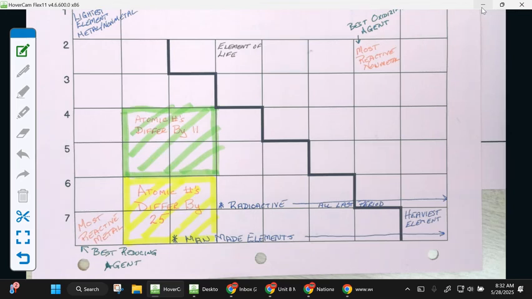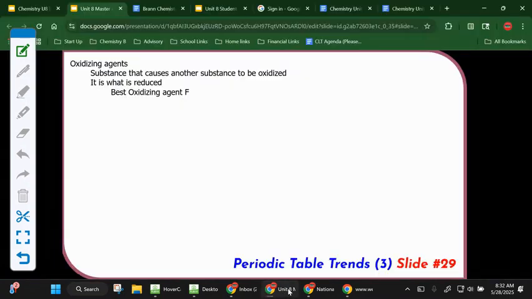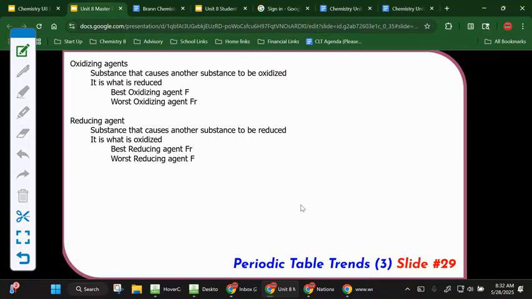Okay? Questions? And I did put in there that the worst reducing agent would be fluorine, but the best is francium, so hopefully you understand that the worst is at the other end of the table. Questions? Okay.